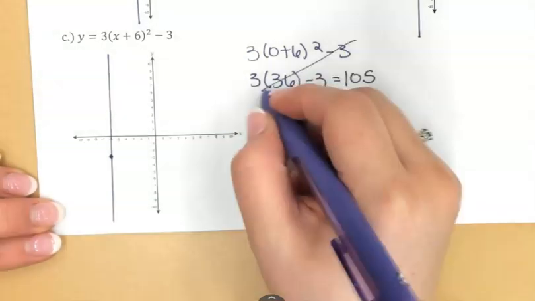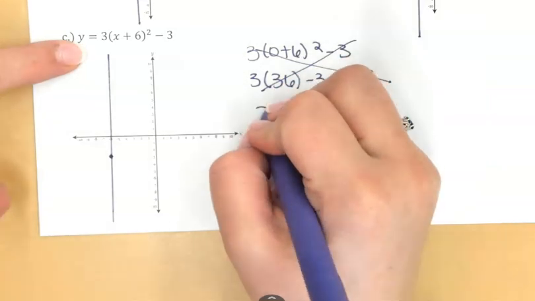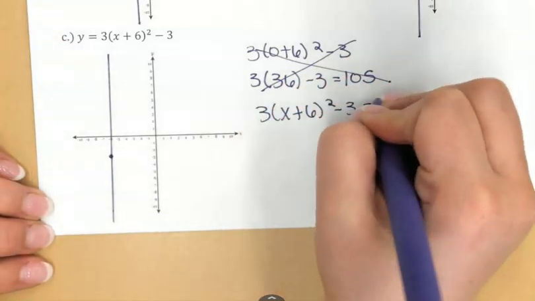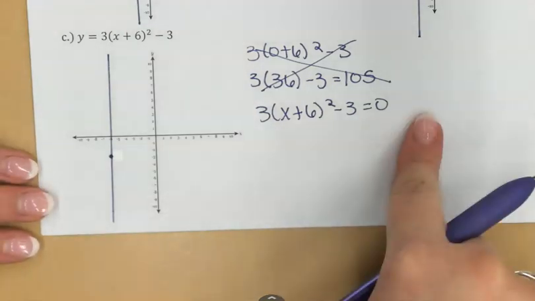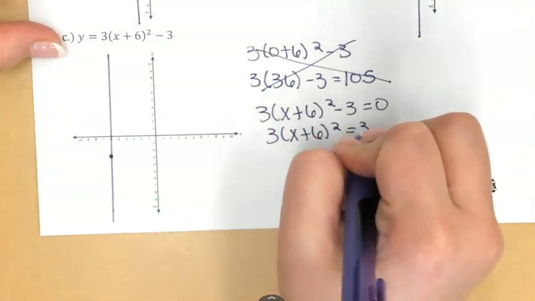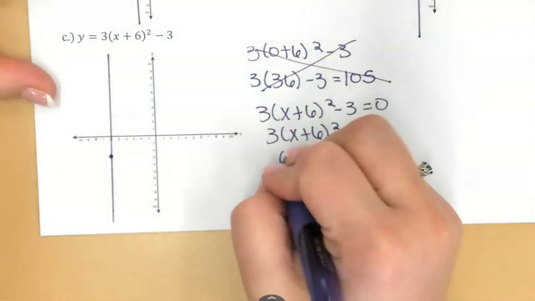Let's move on to our x-intercepts instead. I'm going to set this equal to 0. And this looks like I can use my square root method to solve. I'm going to add 3. And then I can divide both sides by 3.